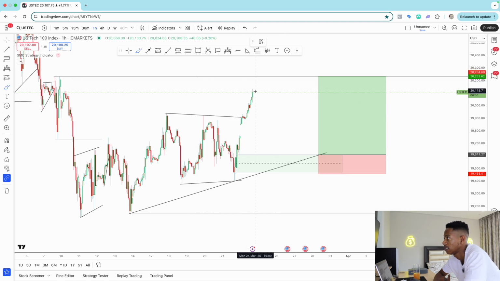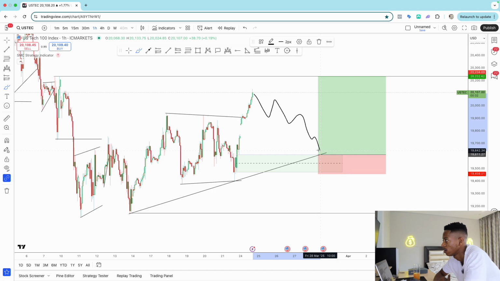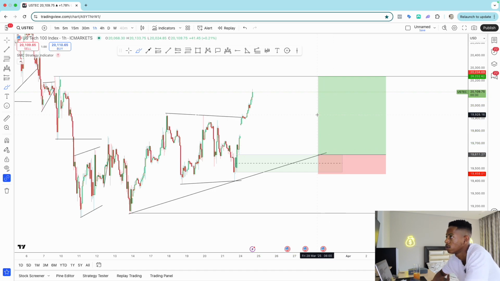Okay. So with us now, what I'm seeing is just price coming back to retest somewhere here. Then once price gets here, price going back upwards. So let me just see if I can use the Fibonacci tool.